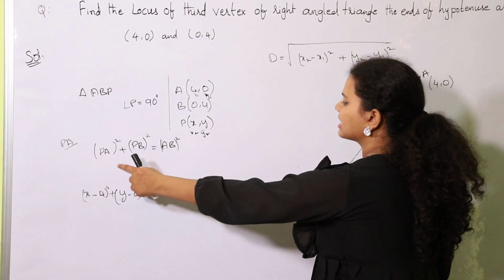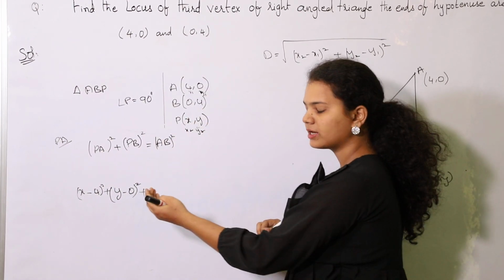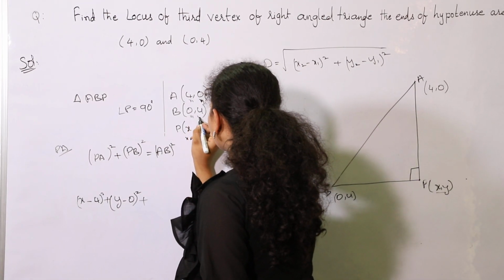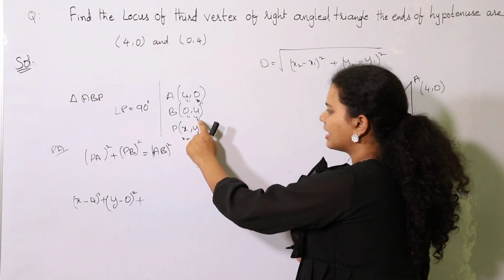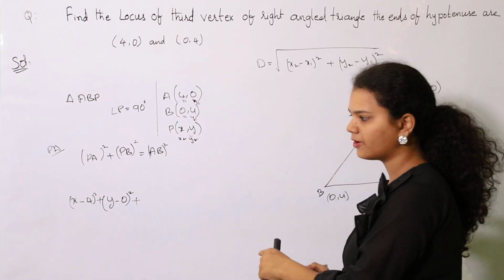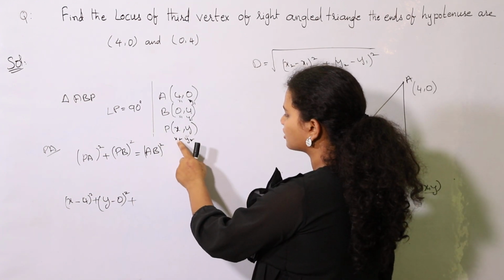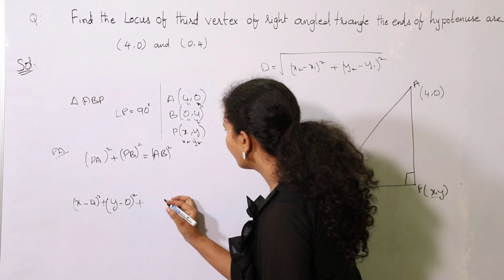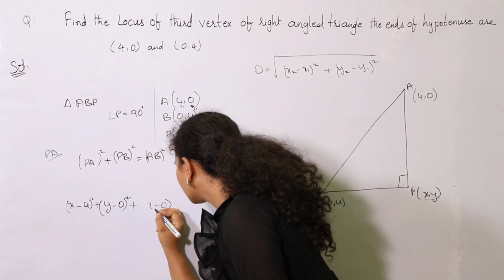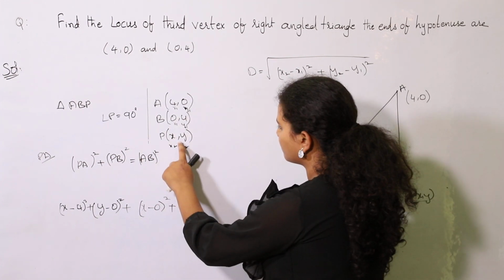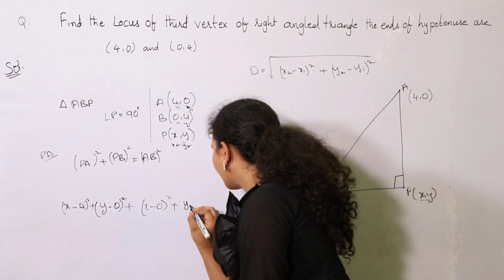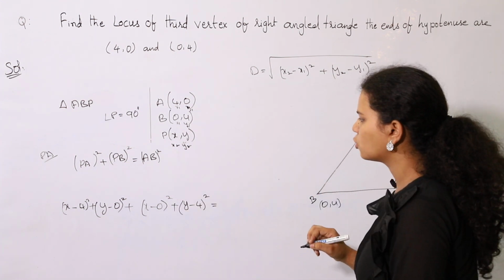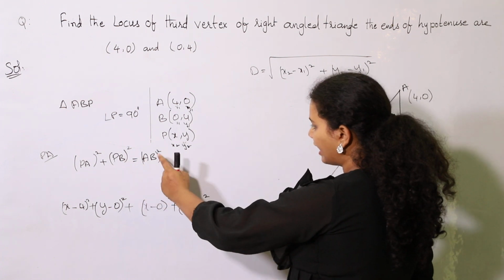Plus, let's go for PB. We are done with PA square. Now let's go with PB, where P values are x2, y2. Let this be x1, y1, the x1 value and y1 value for this given one, where P is x2, and B is x1, I mean 0 is x1. So let me write x minus 0 whole square plus y minus 4 whole square, which is equals to AB whole square.